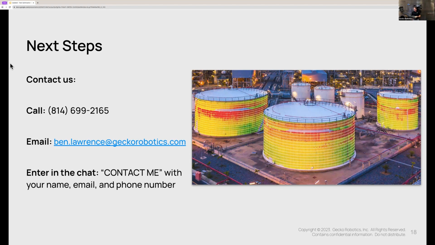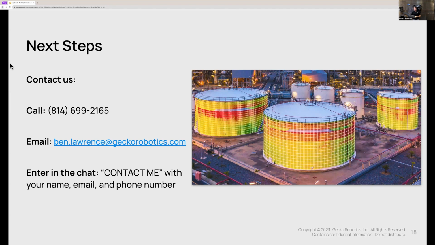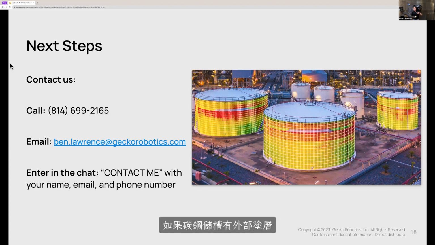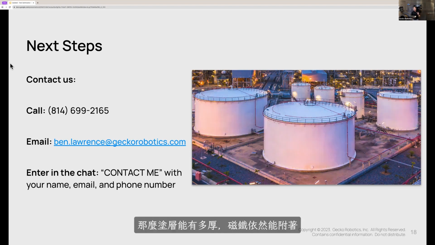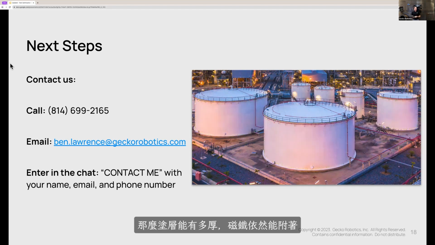Okay. Good. Thank you, Chase, for that additional insight. Now, here's a question we hear all the time. This one is, if a carbon steel tank has an external coating, how thick can the coating be and the magnets still adhere?